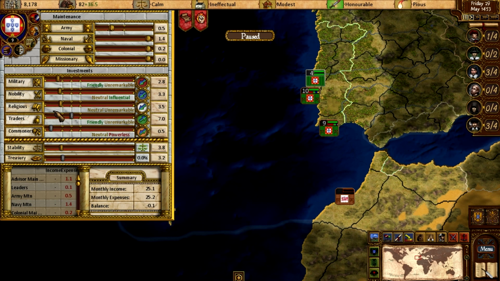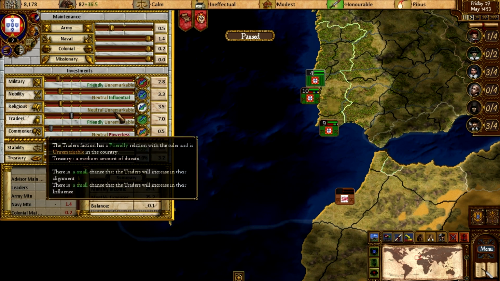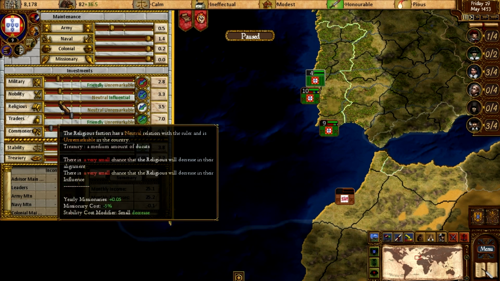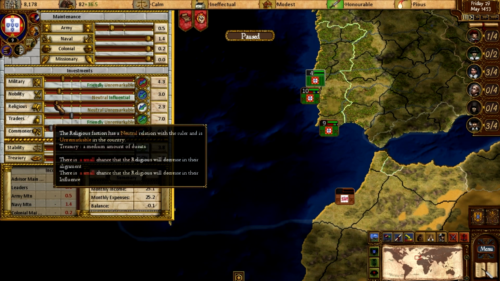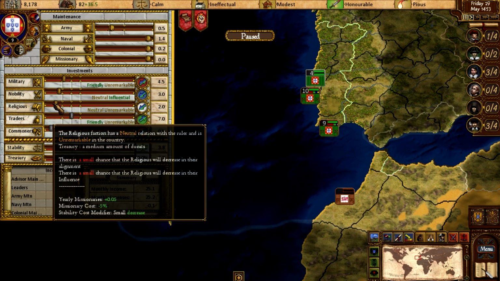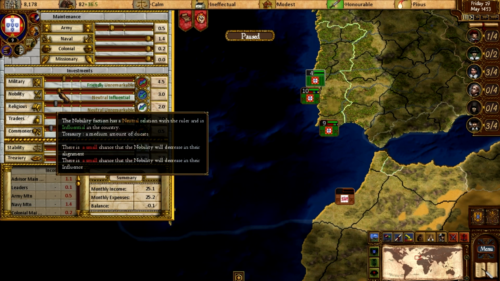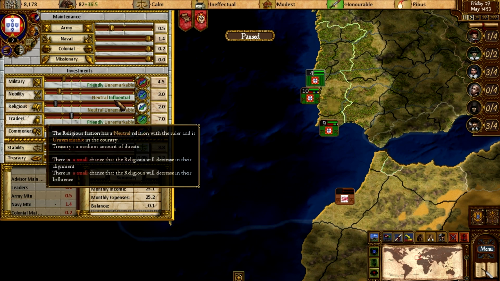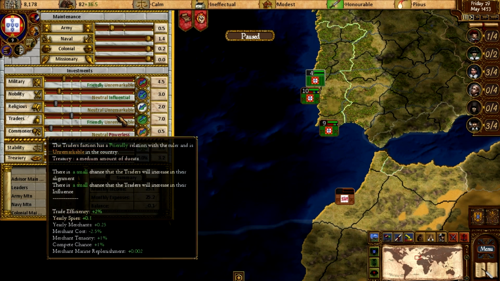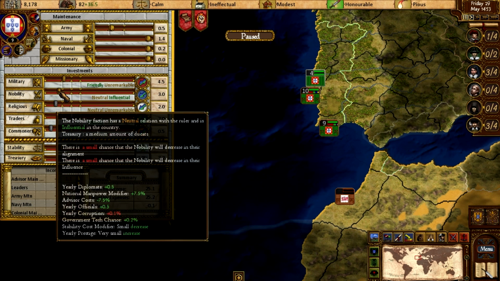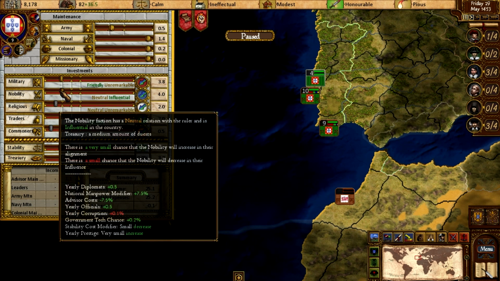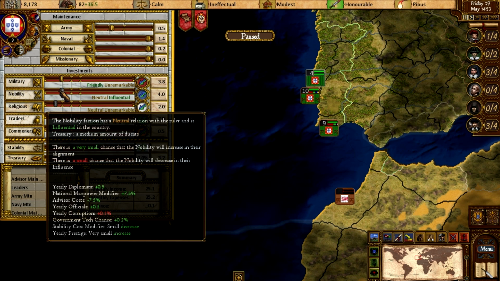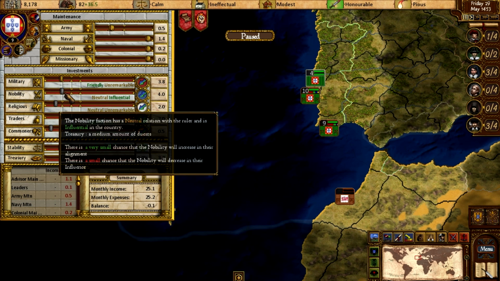Next I have the religious faction, and the religious faction is neutral and unremarkable in terms of influence. I don't want to make the religious faction any stronger, but I also don't want to antagonize them. So I'm going to leave their slider around here. Then I have the nobility faction, and notice that they are influential. So they are the strongest faction within my country, and I don't want them as enemies. But at the same time, I want them to start losing some influence, because I don't want them to be so strong as they are now. So I'm going to leave the slider here, where they will gain a little bit of alignment, and they might lose a little bit of influence.